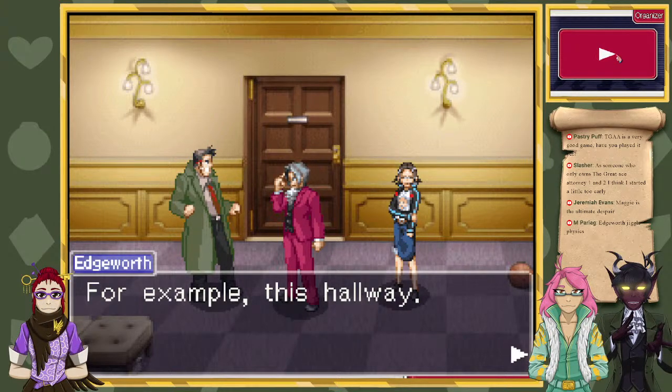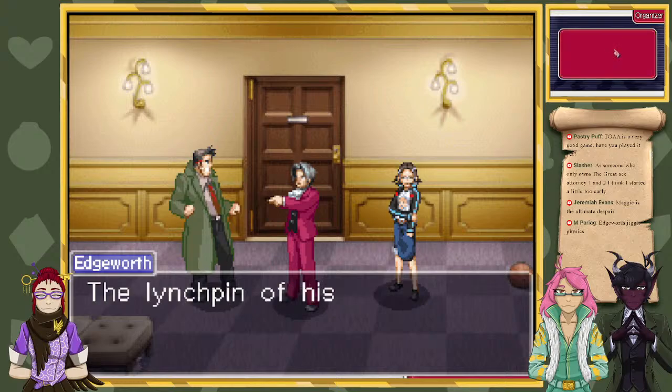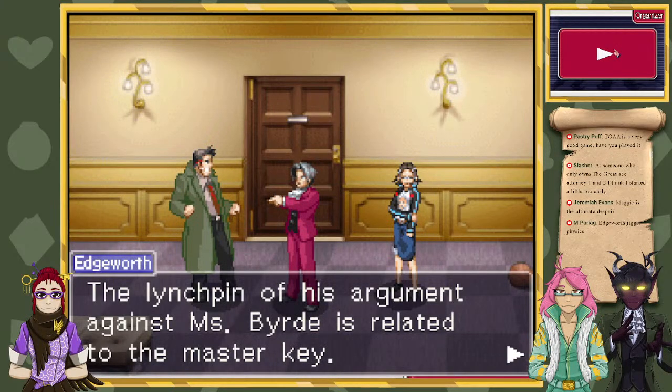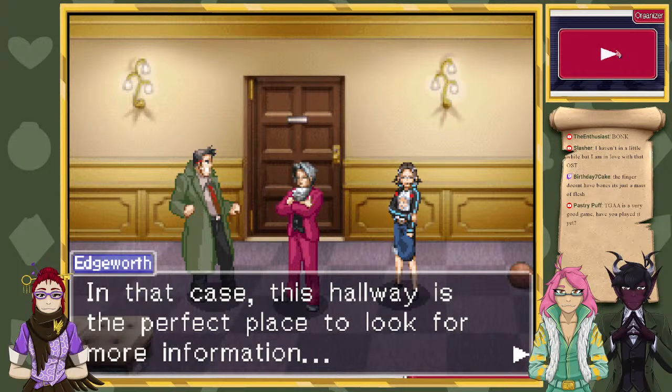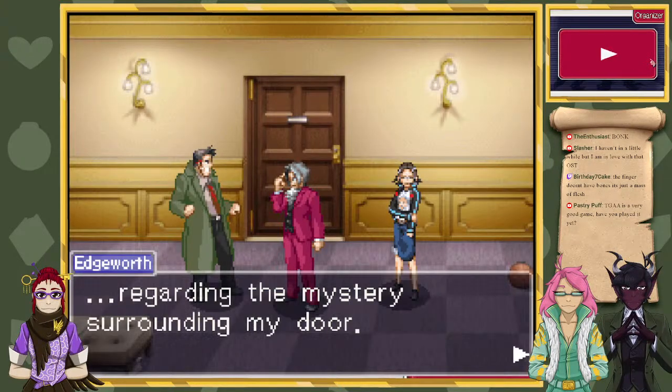For example, this hallway. The linchpin of his argument against Miss Byrne is related to the master key. In that case, his finger is actually just unable to stop. It's a tick, it really is. In that case, this hallway is the perfect place to look for more information. It stopped. Regarding the mystery surrounding my door. His fingers are still. He has to press it against his head, otherwise it would keep moving.